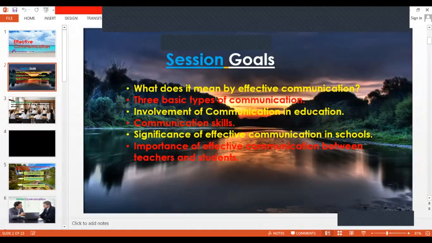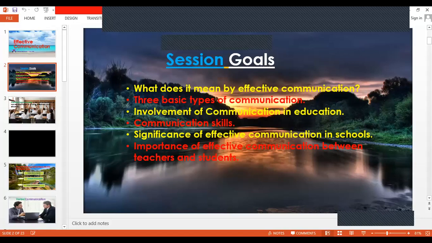Our second goal is the 3 basic types of communication. Today, I will tell you about the 3 basic types of communication which are used in schools, in institutions, and in society also.